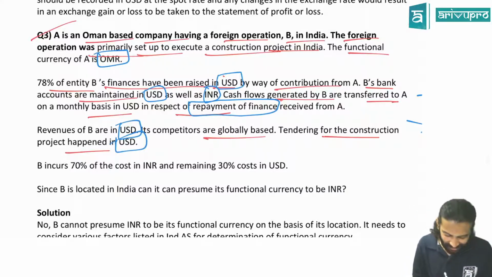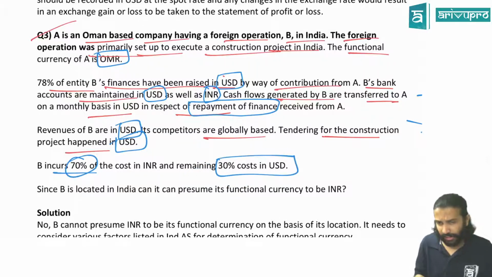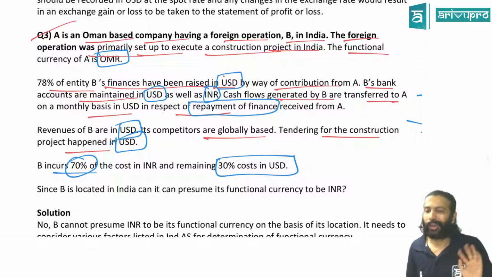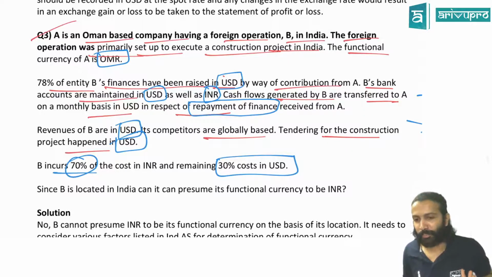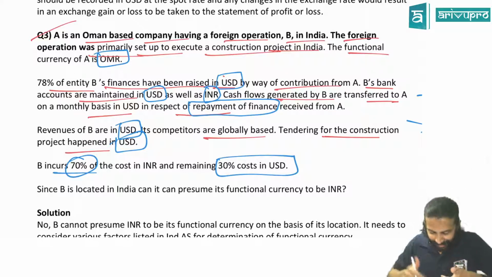Yes. So we incur 70% of cost in INR, balance 30% in US dollars. So tendering cost maybe is not that significant. Fair enough. But 30% cost is significant only. All the indicators are not getting satisfied definitely here, but most of the indicators are pointing towards what? You're concerned about dollars more than INR. Yes or no? That is how you put one above the other. You ask the question, how do you ascertain? Like this, you'll have to take a call.